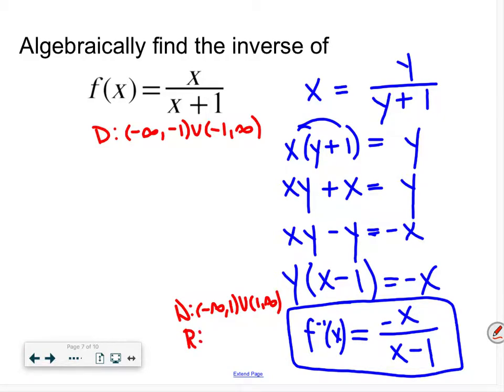Think about it, don't answer it. How do we identify the range of this function? Jessica, what do we need to do? It's the domain of the original. So we already thought about the domain up here. It becomes the range of our inverse.